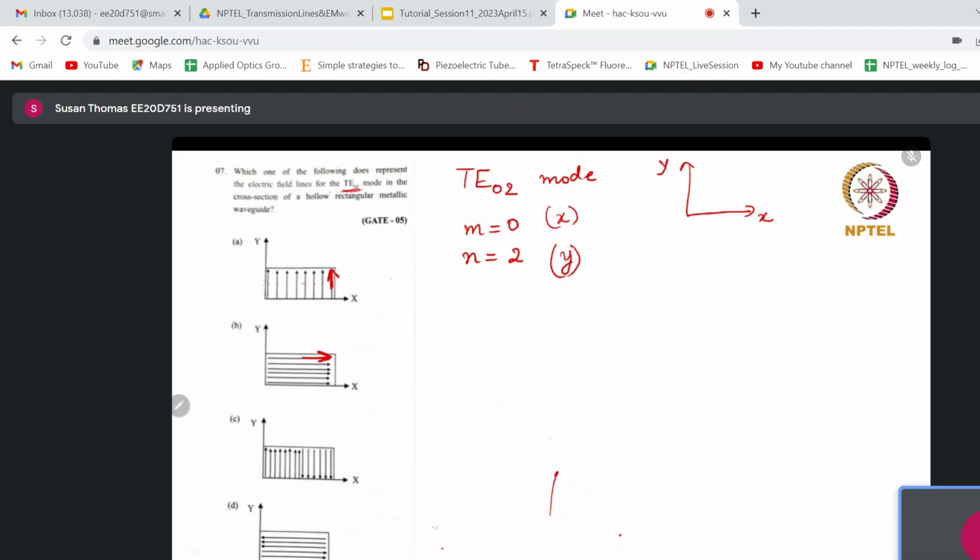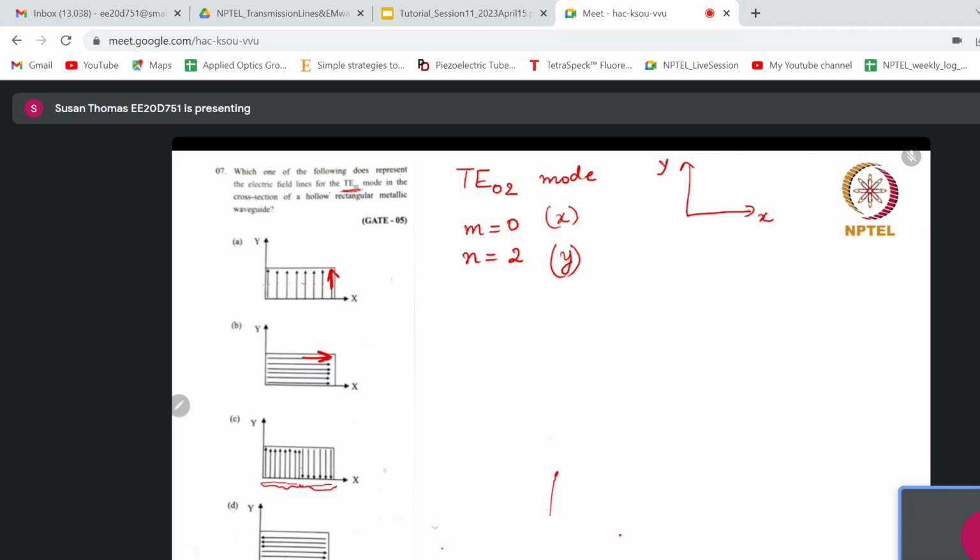Okay, coming to option C, here you have two half waves. So when you say two half waves, this is one half, this is the second half. In the first half it is pointing along plus y, and in the second half it's pointing along minus y. So the variation is along the x direction. There are two halves, first half, second half.